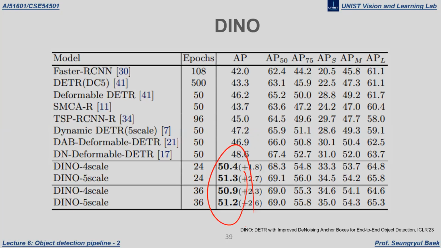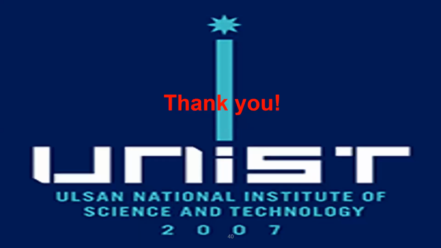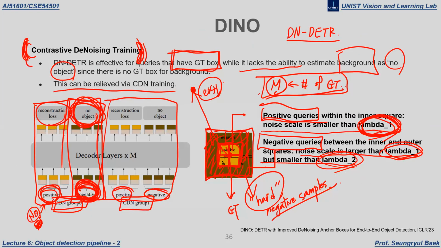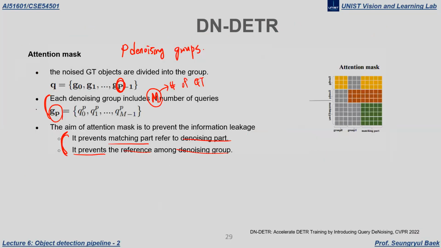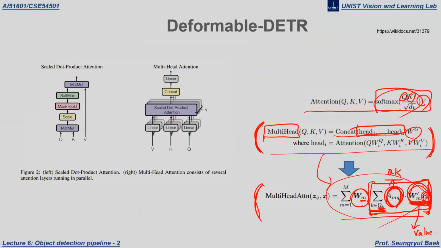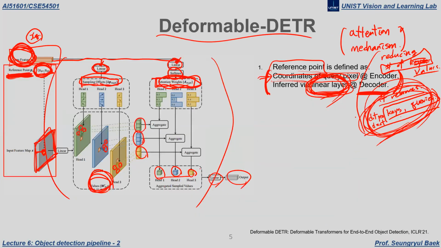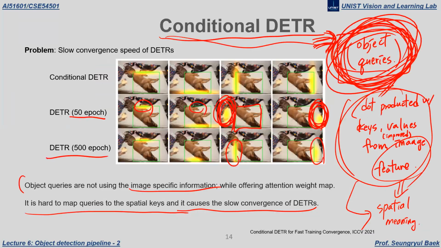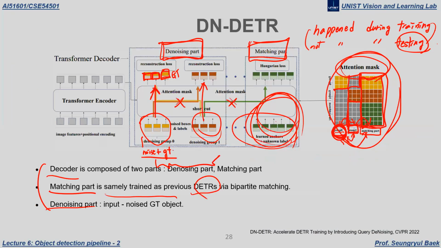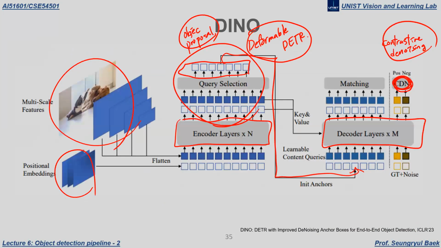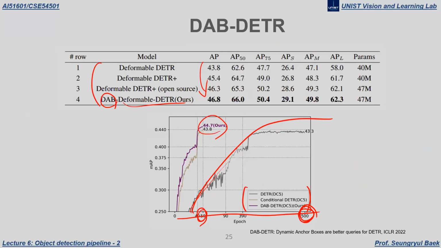So DINO is the state of the art now, and even the epochs required are getting smaller. So actually, this is the end of today's lecture. We saw a couple of methods that can improve DETRs. So maybe afterwards, if you do some project, I recommend you use this DINO rather than pure DETR.